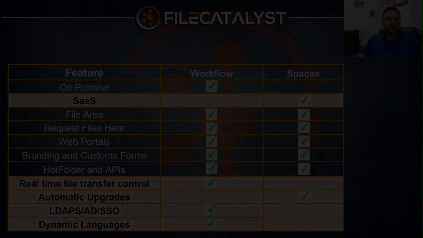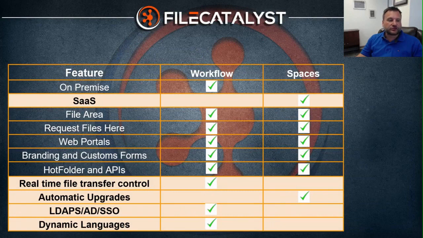There are some key differences between these two products. One of them is that one is SaaS, of course, and one is on-prem. Both of them have file area, request files, web portals for uploading files, branding, hot folder, and real-time file transfer control is only available, however, in workflow and spaces. You get notified once the files arrive. You don't see the progress of the file while it's still being uploaded.